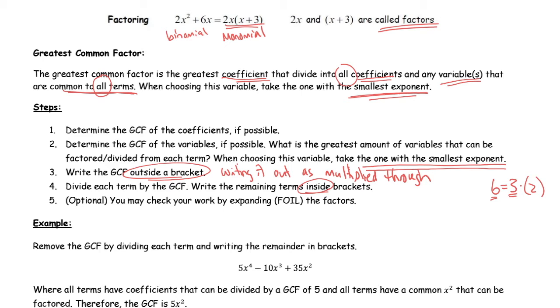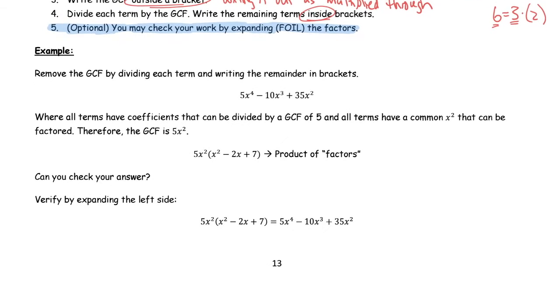And then remember, you can always check to see if you've done this right by expanding out your work, by foiling it out. If you distribute your work through, you should go right back up to the original expression there. And that will tell you that you've done that correctly. Okay, so now let's take a quick look at an example here.